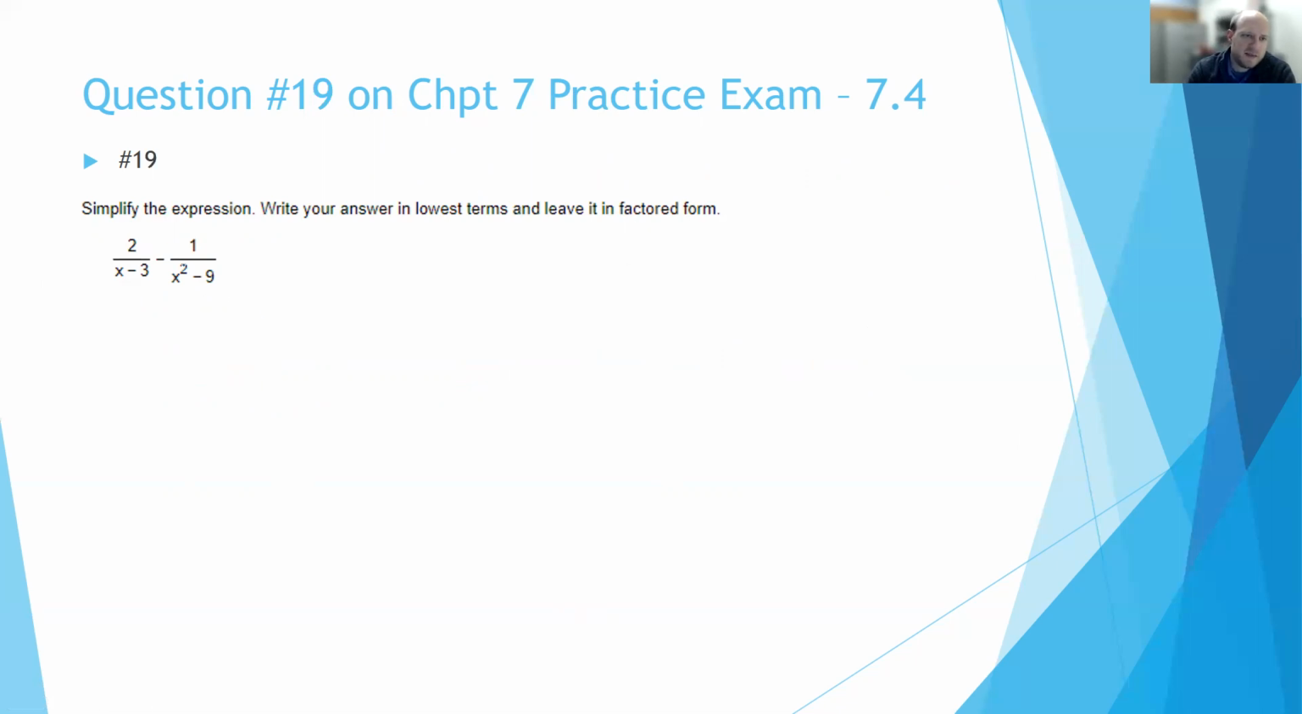That means maybe I'm going to factor this x squared minus 9, because I know that's x minus 3 times x plus 3. That's a difference of squares. So this one really isn't missing anything, if you want to think about it like that.